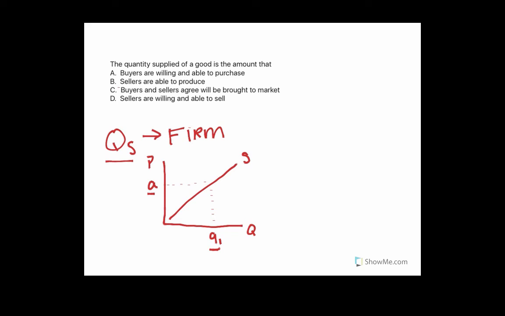Well, we're going to focus on sellers, right? It's not just what they're able to produce, but what they're willing and able to produce. Because just because you can make a good doesn't mean you'll sell it if you can't make enough money for it. So D, the quantity supplied of a good is the amount that sellers are willing and able to sell.